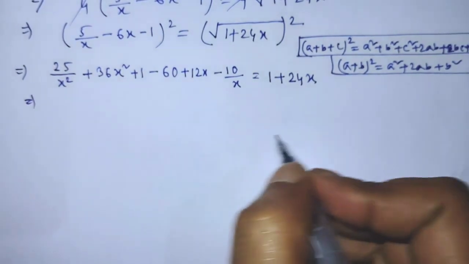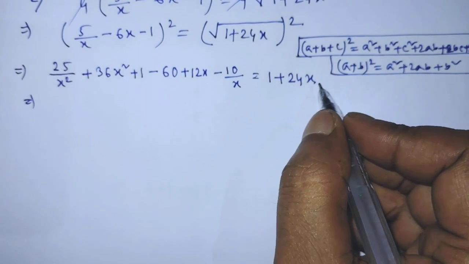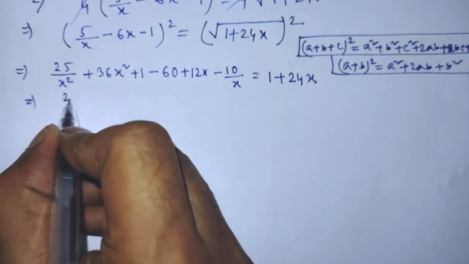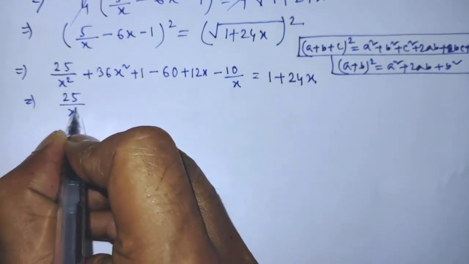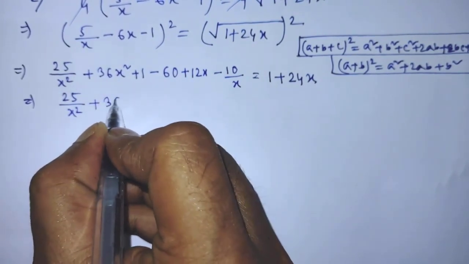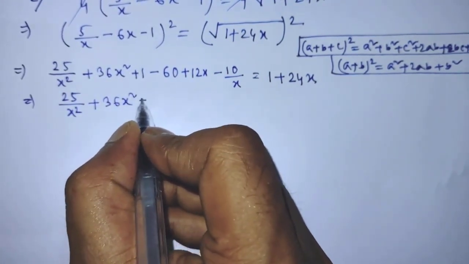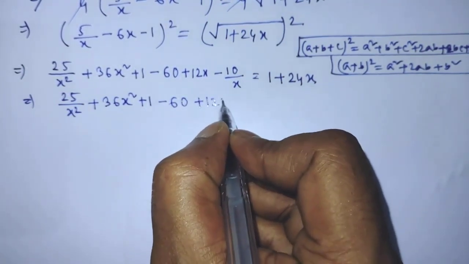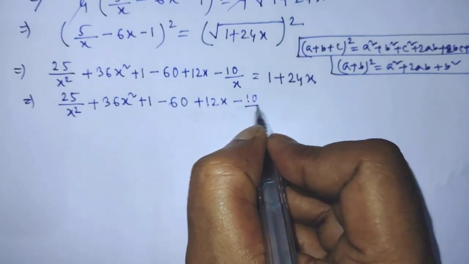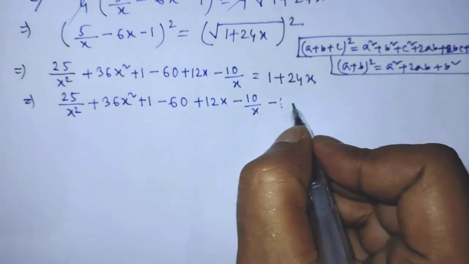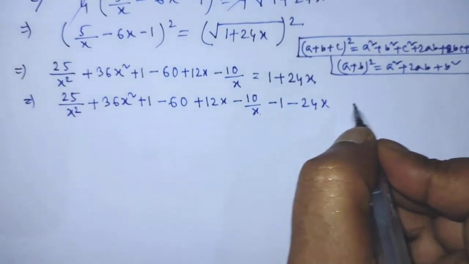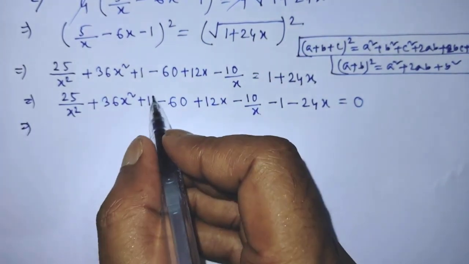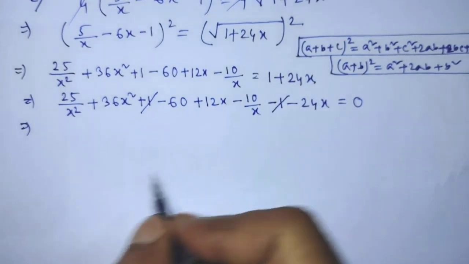So guys, now we have to transpose 1 and 24x from right hand side to left hand side. Then the left hand side becomes 25/x squared + 36x squared + 1 - 60 + 12x - 10/x - 1 - 24x is equal to 0. So guys, on the left hand side we can cancel plus 1 and minus 1.